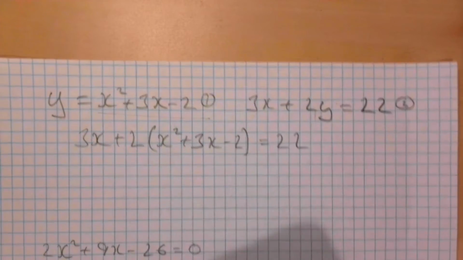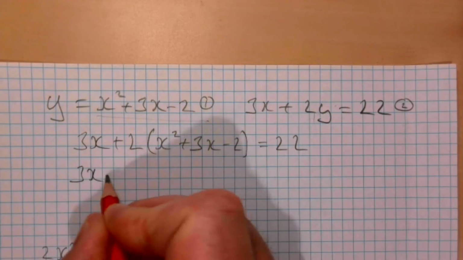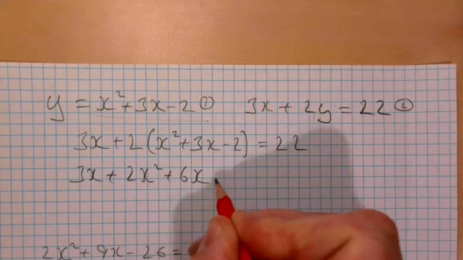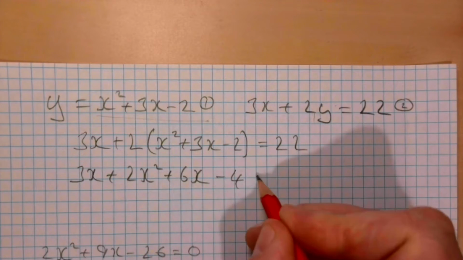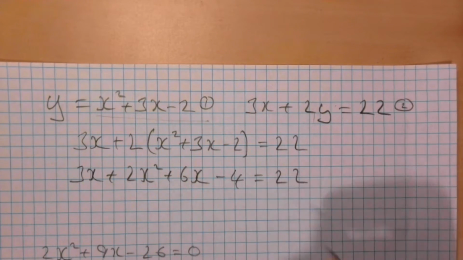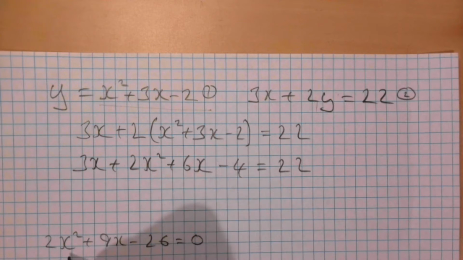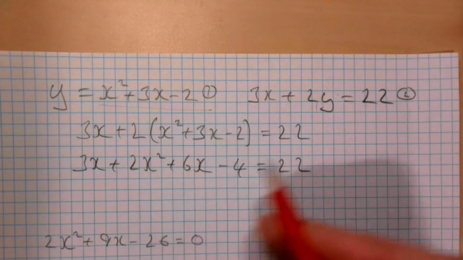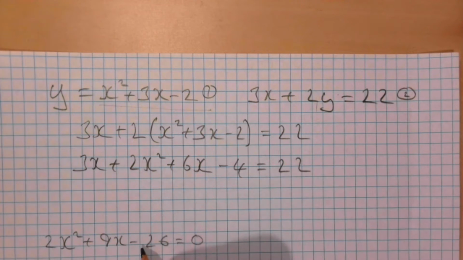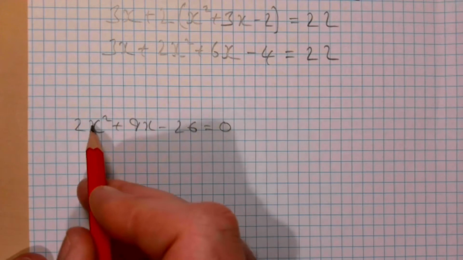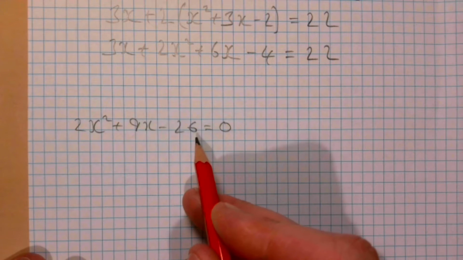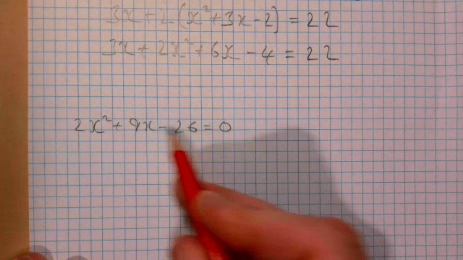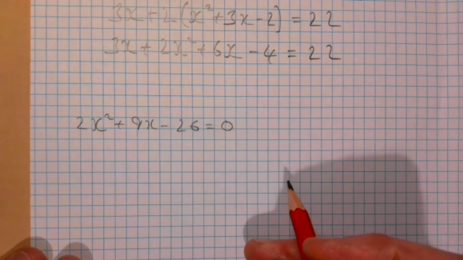I have kind of a wee clue down here what's going to happen, but that's okay. 3x plus 2x squared plus 6x minus 4 equals 22. Tidying it up, the 2x squared, 3x plus 6x is 9x, and then obviously taking away 22 from both sides, giving you minus 26 equals 0. We have a quadratic equation here in x, and we can either use the formula, a is 2, b is 9, c is minus 26, or we can try and factorize it.